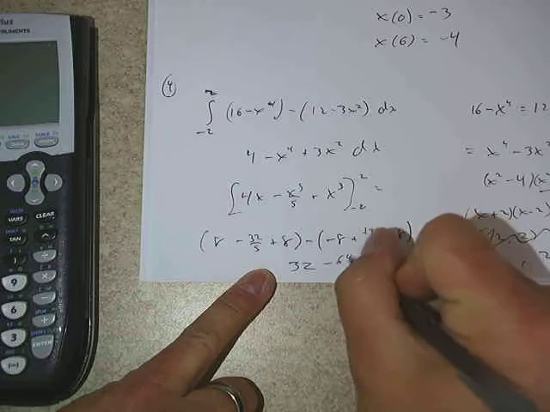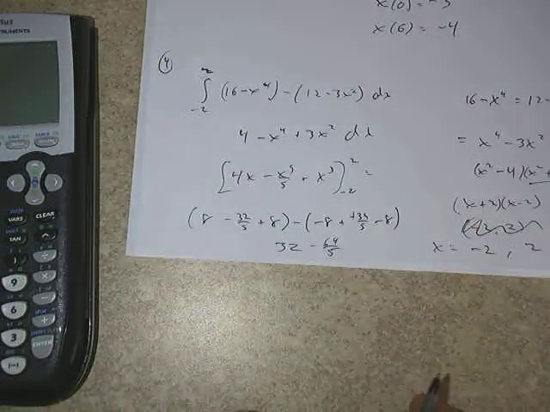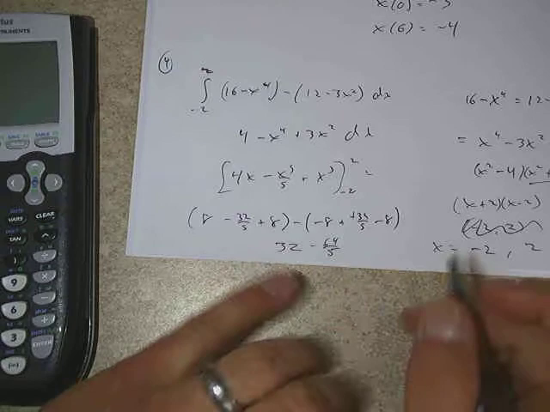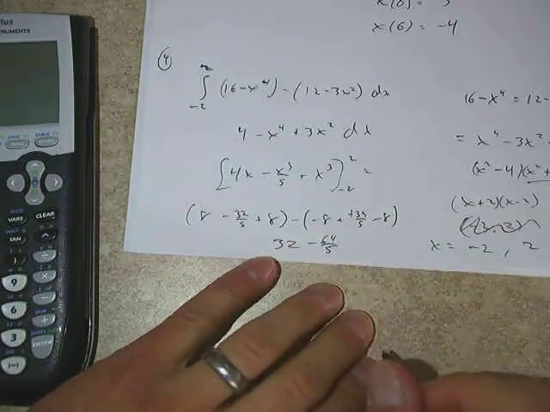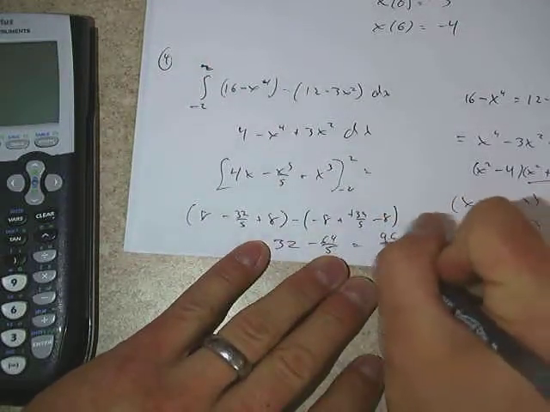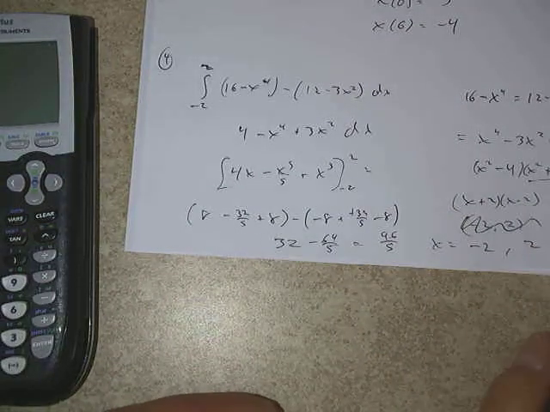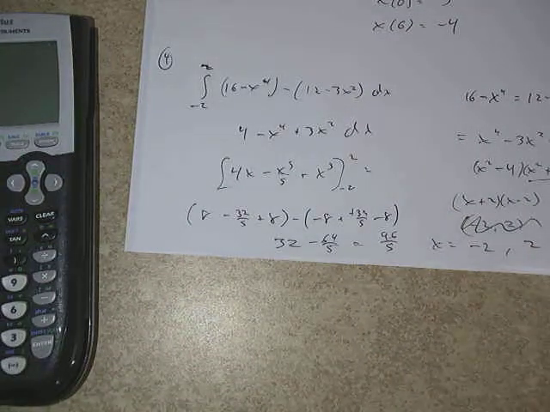Between -2 and 2. If we put our 2 in there, we're going to get an answer. Put the -2 in there, we'll get an answer. Subtract them, we should get 96 over 5. So 8 here, minus 32 over 5 here, plus 8 here, minus the -2 in there, which will give you -8, minus -32 over 5, and this will give us -8 again.